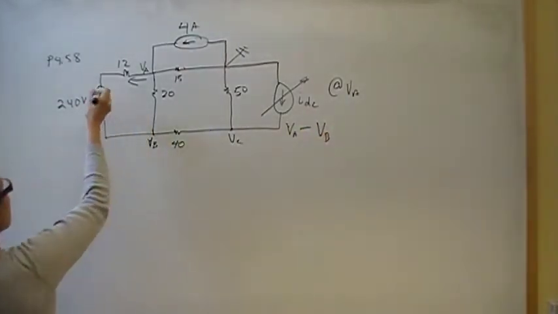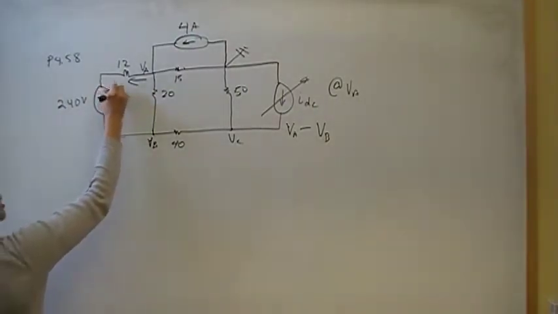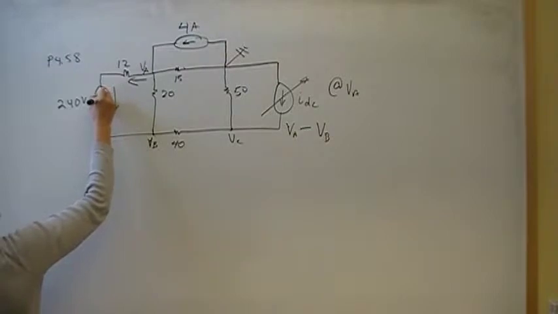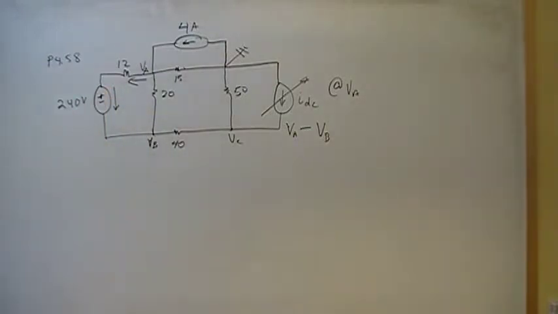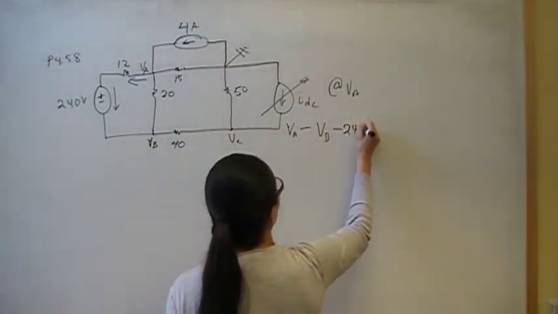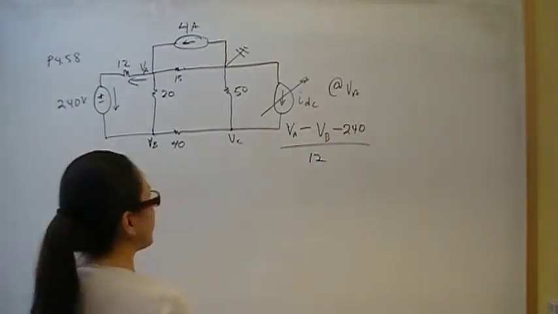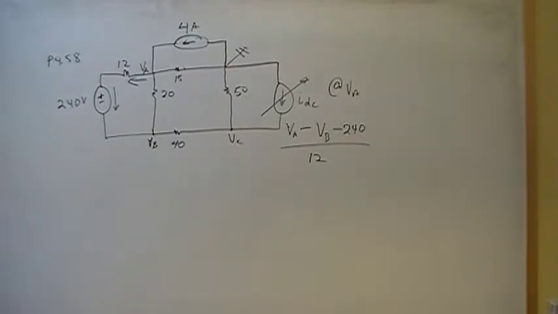But what's this? Is it a plus or is it a minus? Well, when the current goes through here, it's going from positive to minus, so it's going through a voltage drop. So obviously when you go from plus to minus, you're going down. So that tells me that this is really minus 240. So that's my net voltage, and then that's over a resistance of 12. So that's the first current.